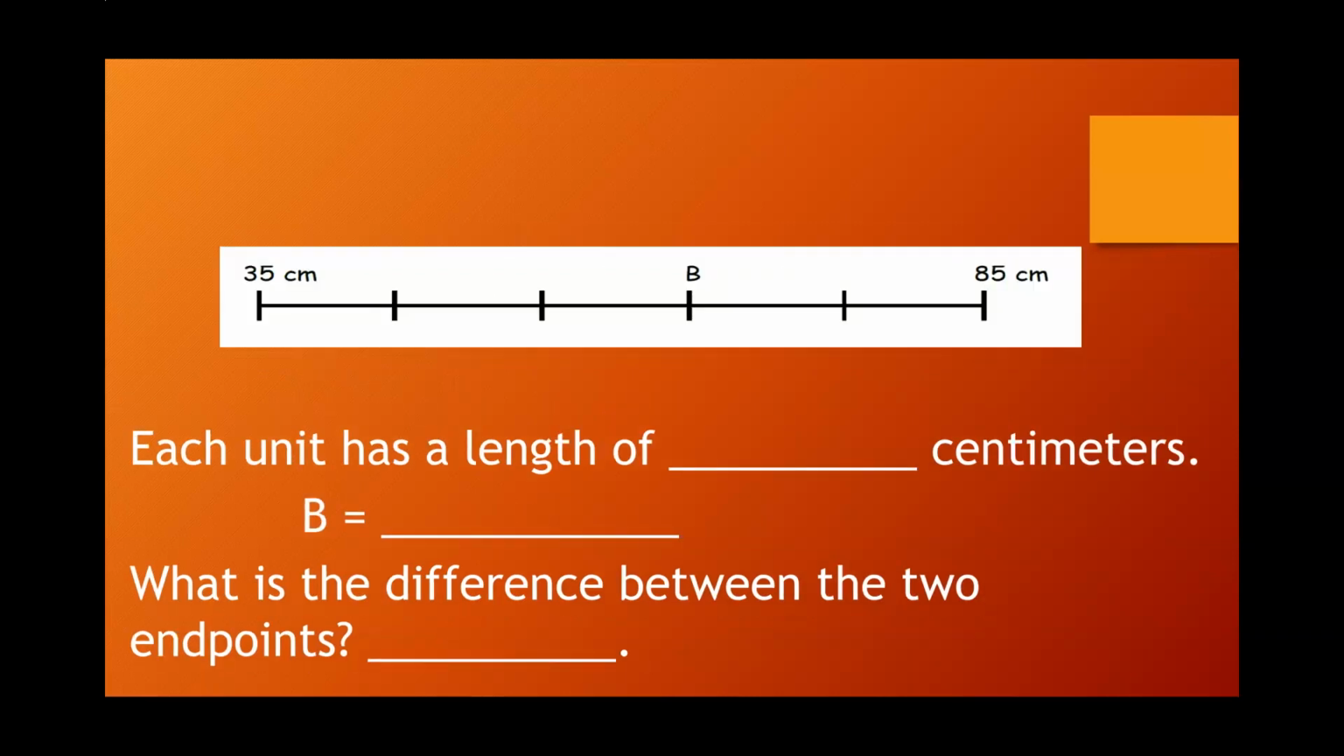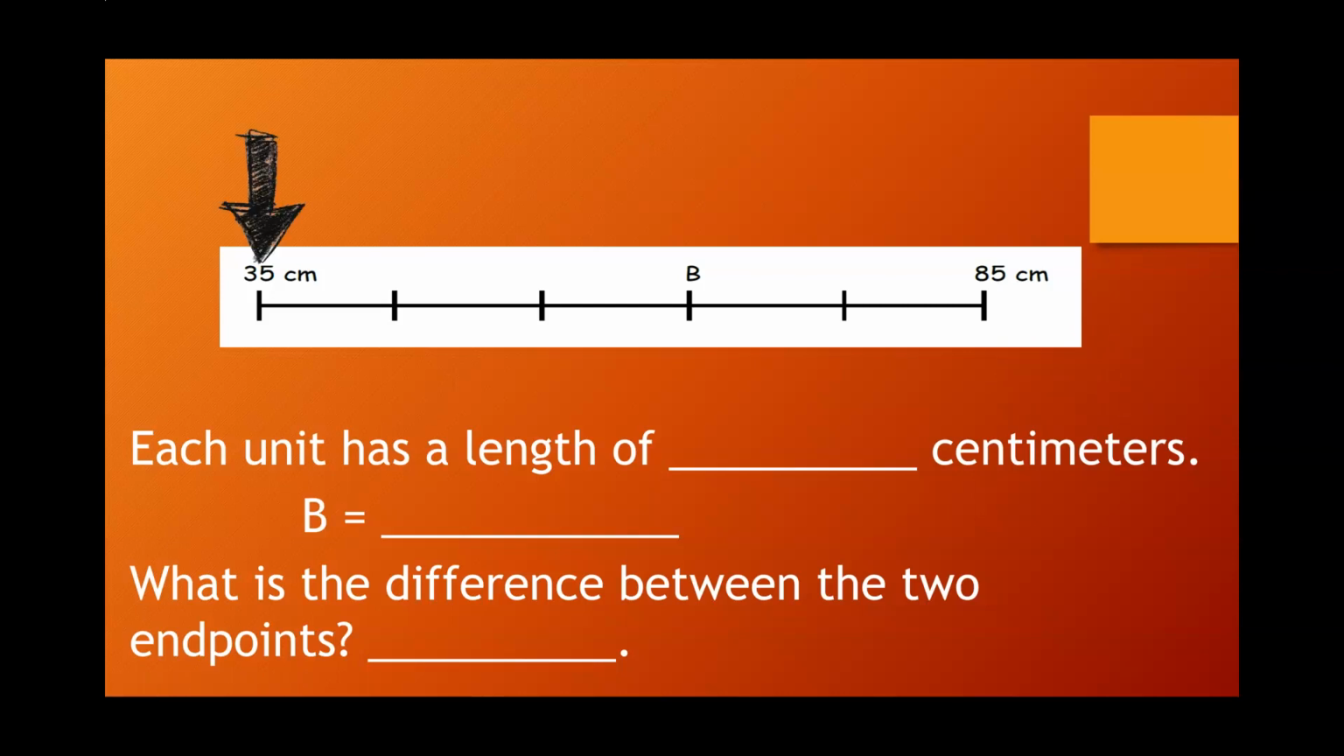All right, we have another one here. We need to first find the units of each notch here. So we're starting at 35 and we're going to end at 85. So what should we count by? Should we count by fives or should we count by tens? Well, let's start by counting by fives first.